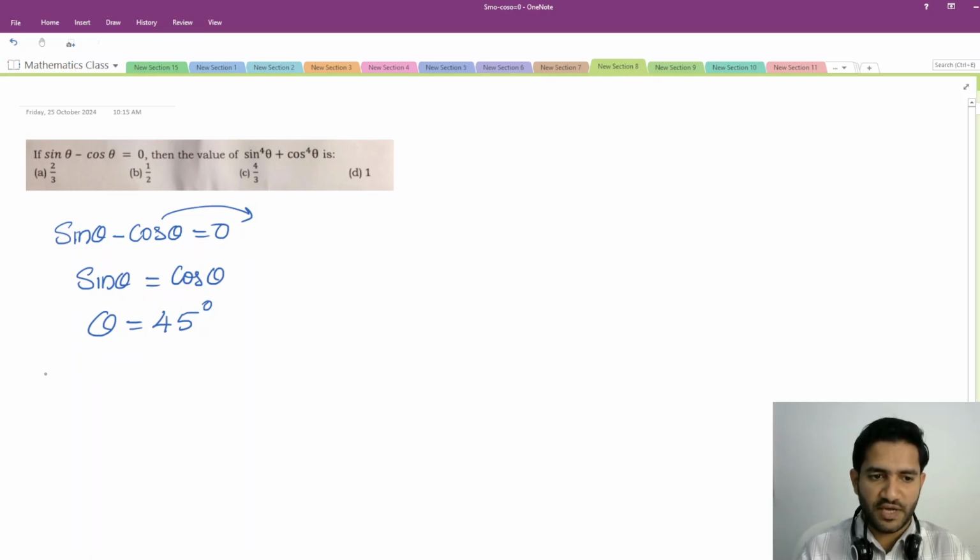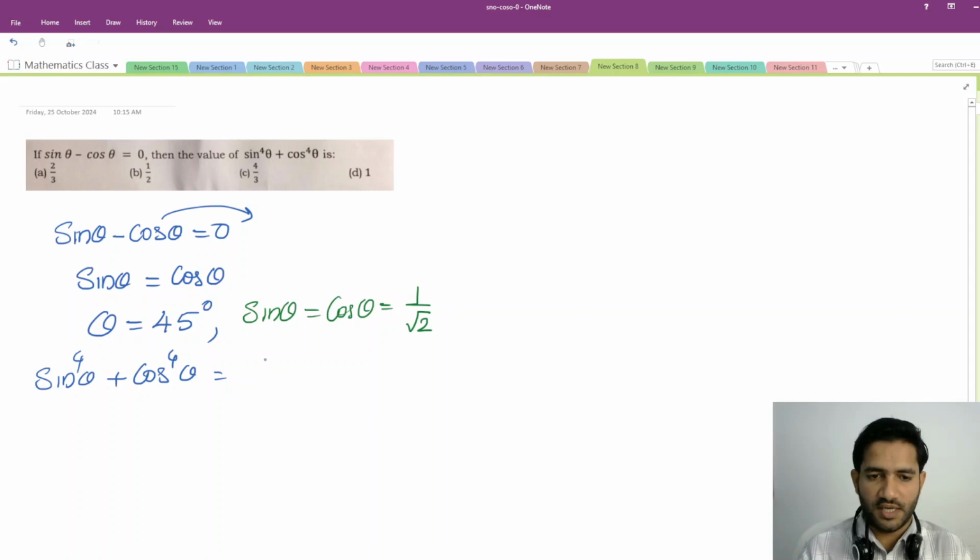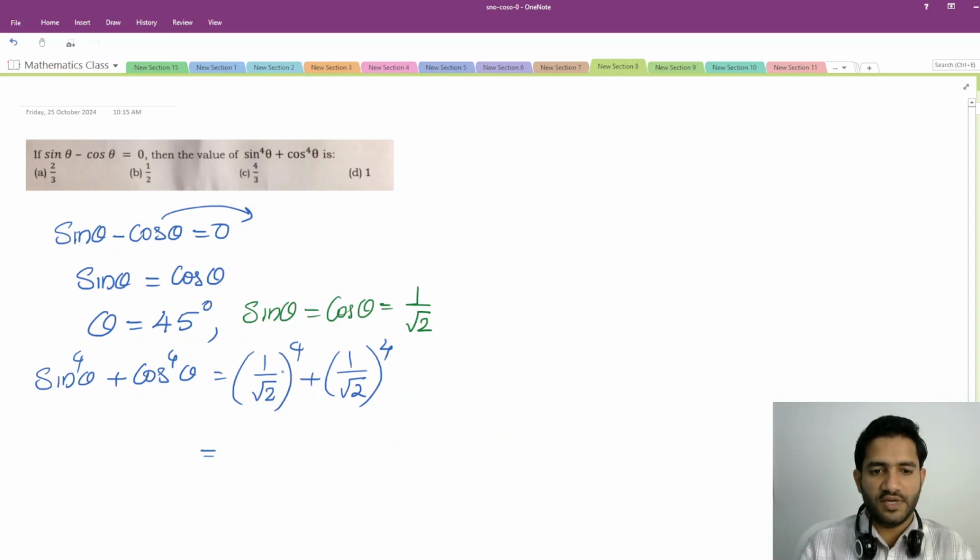Now we need to find sine raised to 4 theta plus cos raised to 4 theta. If theta is equal to 45, then what is sine theta? And what is cos theta? Both are equal to 1 by root 2. So just substitute: sine raised to 4 theta will be (1 by root 2) whole raised to 4, plus again cos theta, (1 by root 2) whole raised to 4. If you are squaring a square root, we will get the value 2.